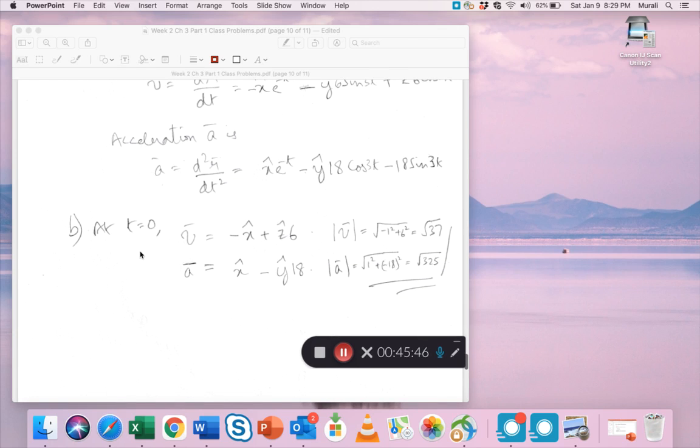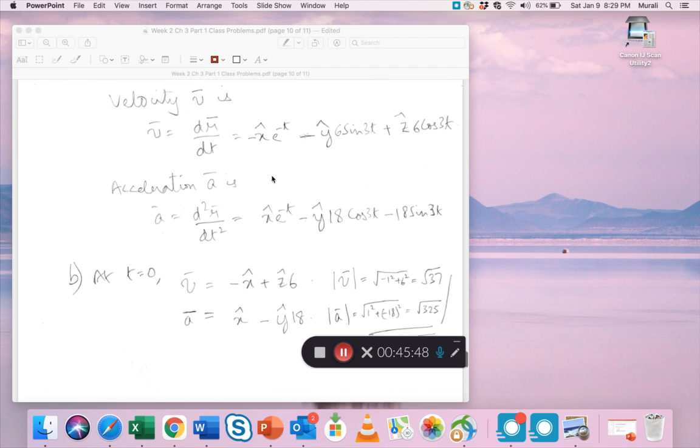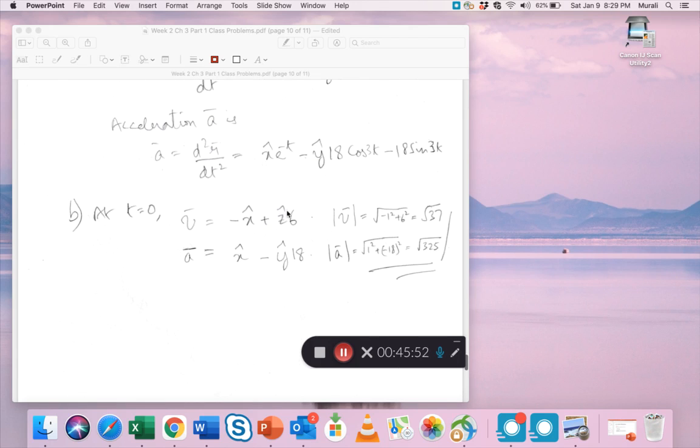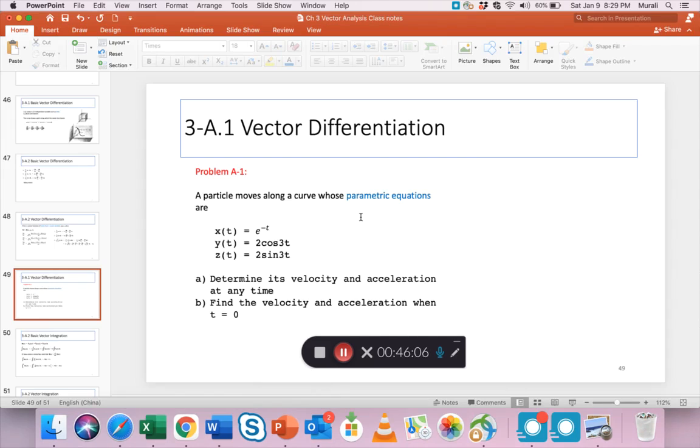Now at t equals 0, so in these equations, you substitute t equals 0, right? And you get this. And you can also find the magnitude of this vector as this. Okay? So I hope that was clear. That's important that you learn this.